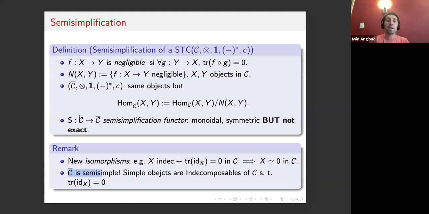Okay, what happens with this functor? It satisfies all the other properties, but the exactness is not fulfilled.